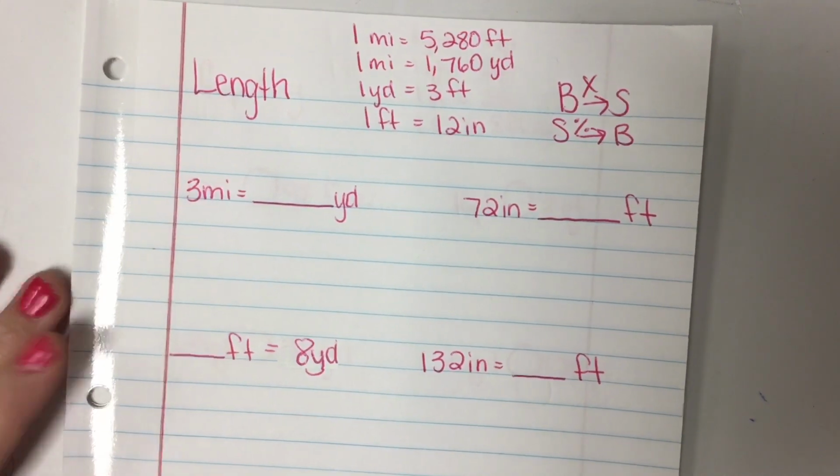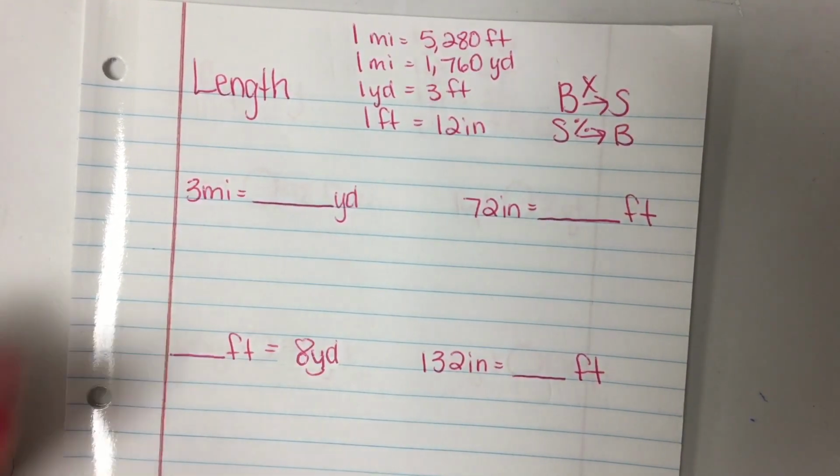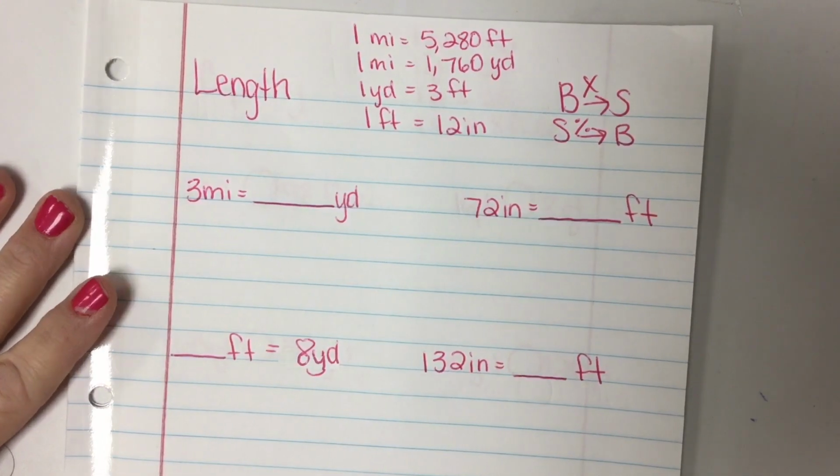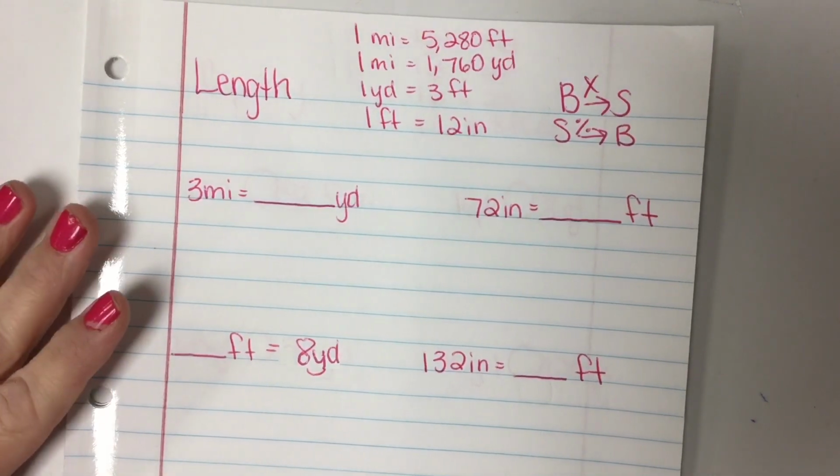Okay, so if you failed it, if it told you your score and it was below a 70, you need to go back and redo it, okay? Because I'm reassigning it to you. All right, so you have to go back to yesterday's assignment.